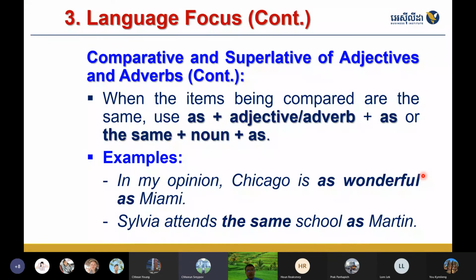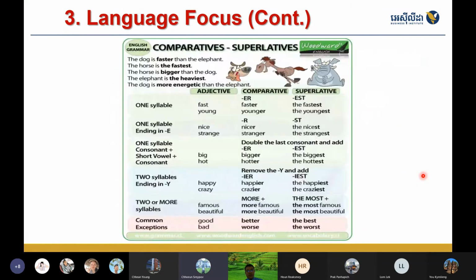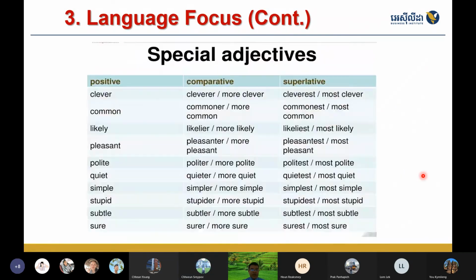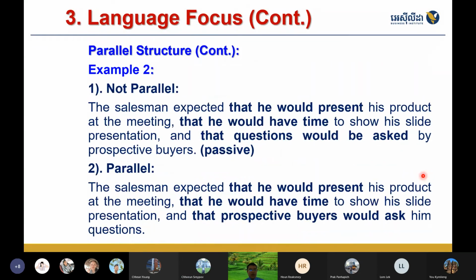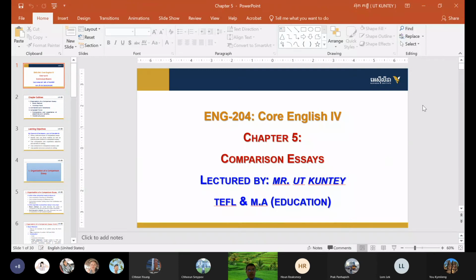Continue. When the items being compared are the same, use as plus adjective or adverb plus as, or the same plus noun plus as. Example: In my opinion, Chicago is as wonderful as Miami. Sylvia attends the same school as Martin. Thank you. Okay, this is the rule. We finished chapter 5.